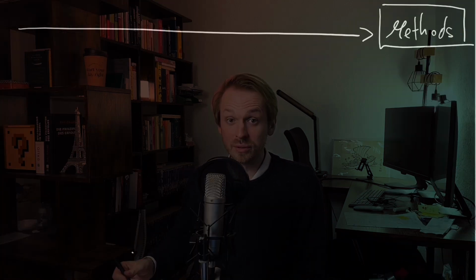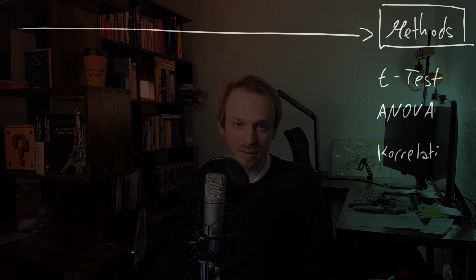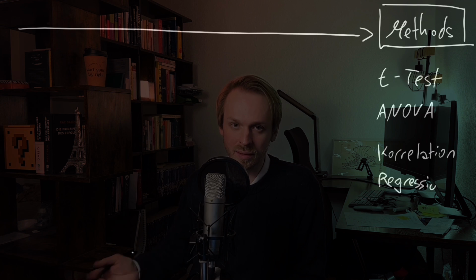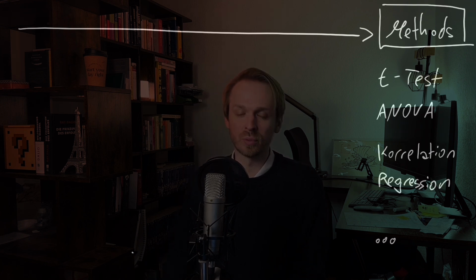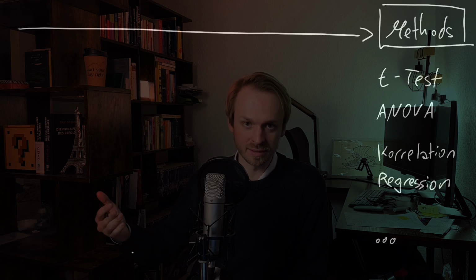Let's imagine we have our methods on the right side. For our use, we will have a few. So we take the t-test, the ANOVA, the correlation, the regression, and their non-parametric counterparts like the Mann-Whitney U test. And how do we get there? Can we decide which test we have to pick for our analysis?